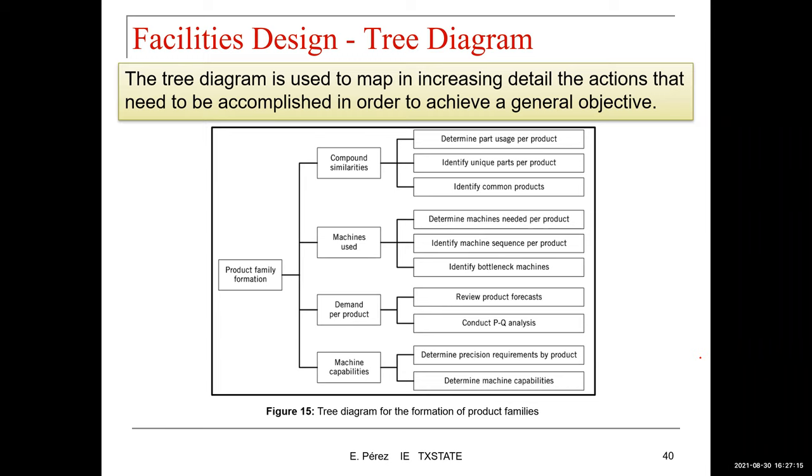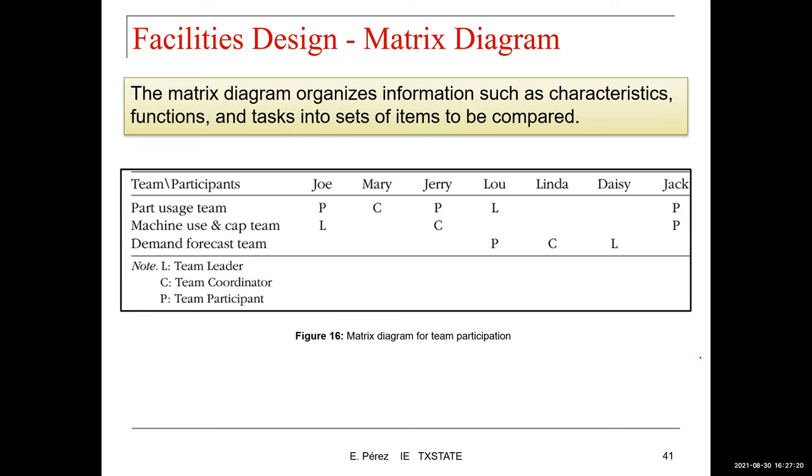The matrix diagram organizes information such as characteristics, functions, and tasks into sets of items to be compared. So here we have a matrix diagram for team participation. You have the participants at the top. These are different names of employees.